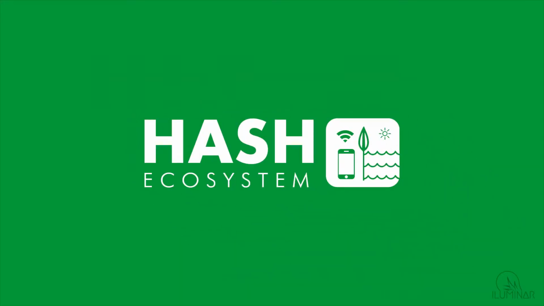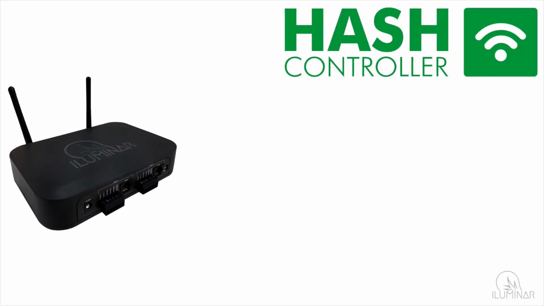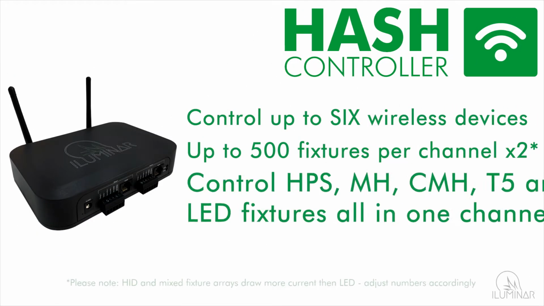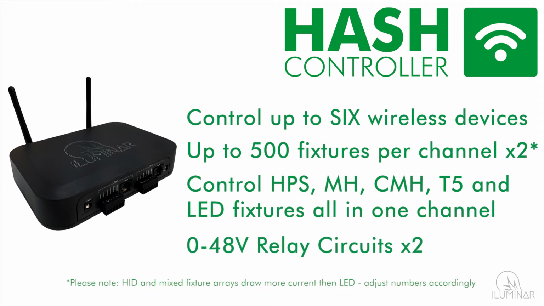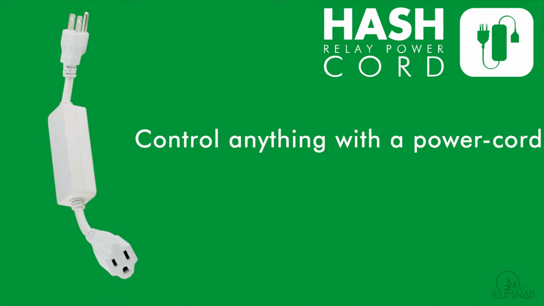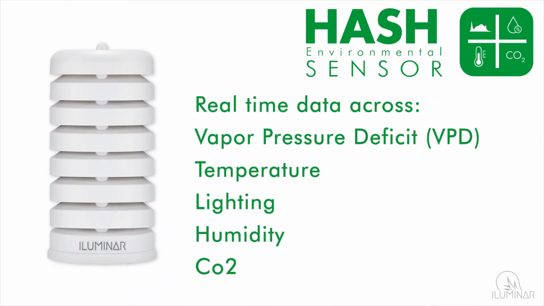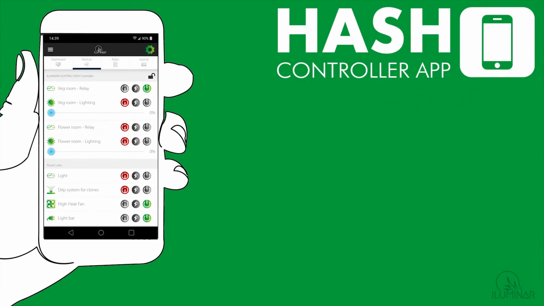The ecosystem comprises of four main components. The lighting HASH controller that can control up to 6 wireless devices, up to 1,000 wired fixtures and 2 relay circuits. The wireless relay power cord for automating equipment. The wireless environment sensor, which monitors conditions. And of course, the HASH app that controls it all.